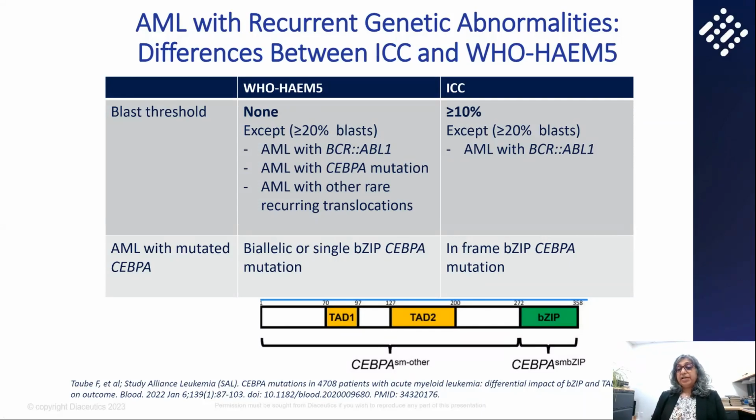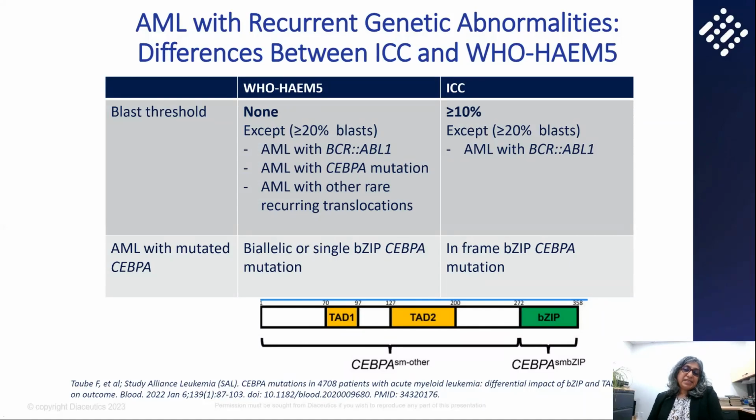For this category, they require an in-frame bZIP CEBPA mutation. If you look at the gene for CEBPA, the green part is the bZIP domain, and ICC requires an in-frame mutation in that bZIP domain. Per WHO, if you have 2 mutations, it doesn't matter where they are, or any mutation in the bZIP domain, it doesn't have to be in-frame, qualifies a case for AML with mutated CEBPA.